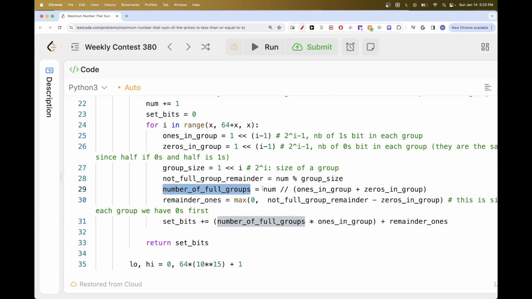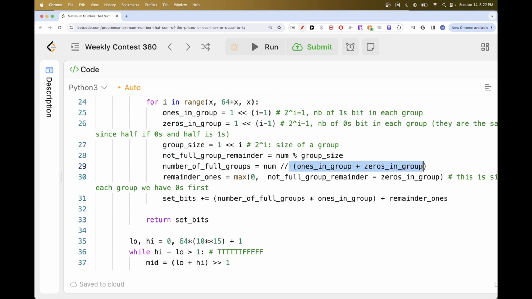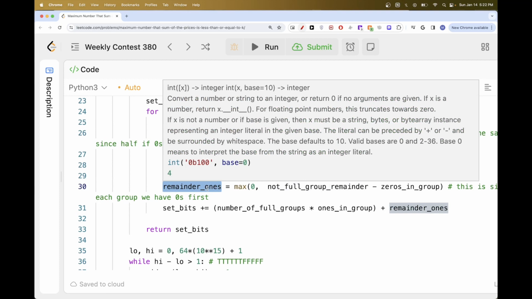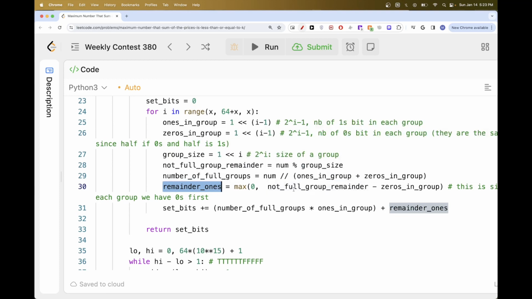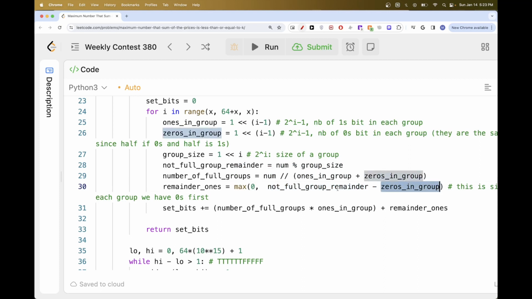How do we find the full groups? It's just the number divided by the size of the group, which is just the number of zeros and the number of ones. And so that's what we do here. You could also just divide this by group size, which would be the same thing. Okay? And now for the remainder, the number of ones in the remainder is basically the entire remainder minus the zeros, because you only have zeros and ones, and that's what we saw in the overview, and so that's what we have here. Now, we max with 0 because what if the remainder is small, so it's less than the number of zeros in a group.